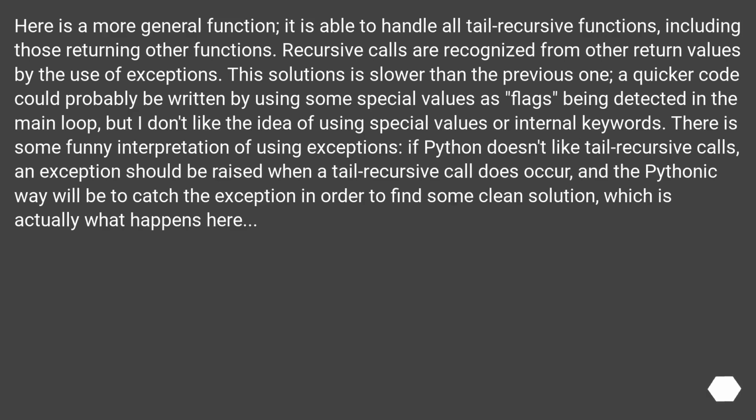A quicker code could probably be written by using some special values as flags being detected in the main loop, but I don't like the idea of using special values or internal keywords. There is some funny interpretation of using exceptions. If Python doesn't like tail recursive calls, an exception should be raised when a tail recursive call does occur, and the Pythonic way will be to catch the exception in order to find some clean solution, which is actually what happens here.